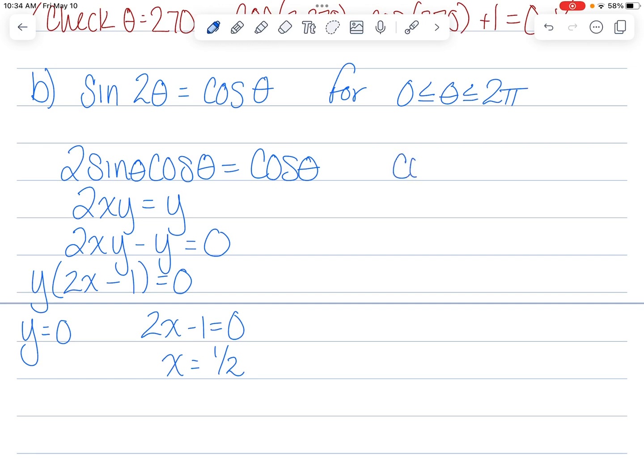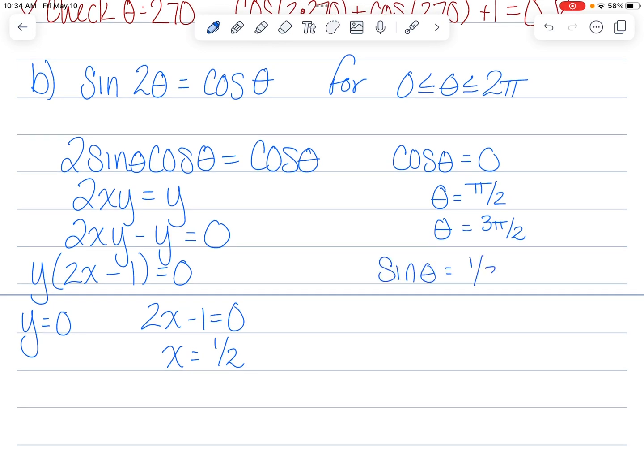Okay, y was the cosine. So cosine of theta equals 0. That happens to be true at, now I'm working in radians, pi over 2 and 3 pi over 2.